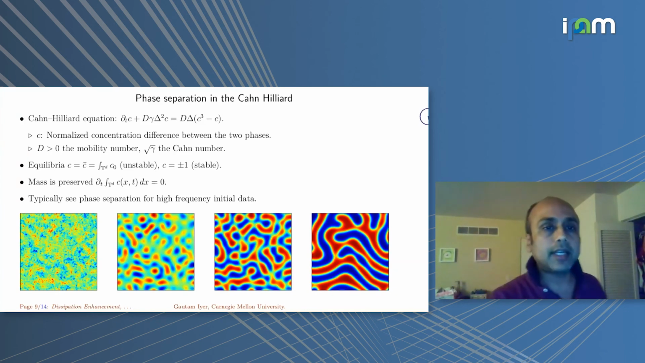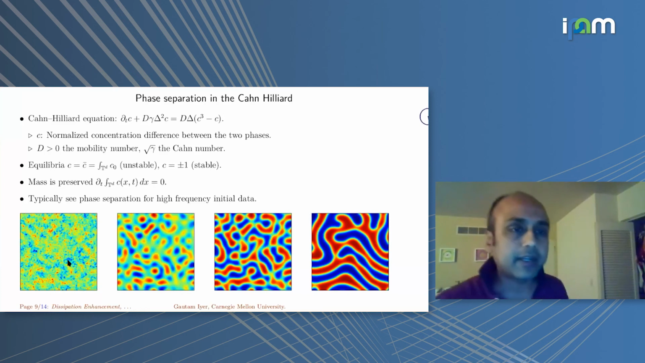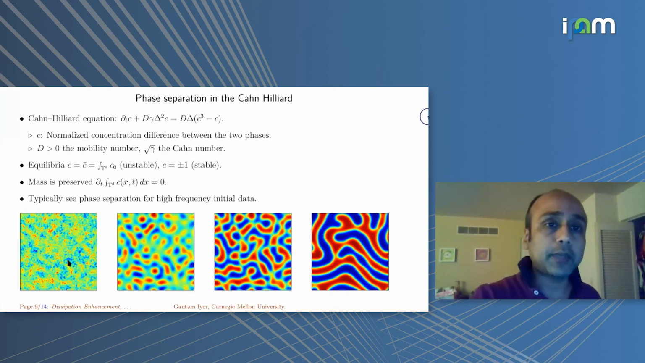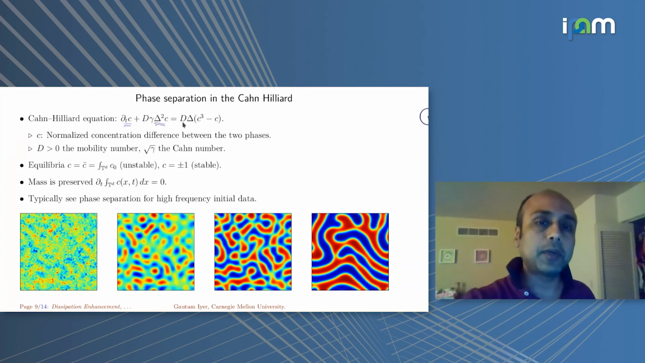So what's the Cahn-Hilliard equation, right? Here are plots of what it looks like. It's to model phase separation in binary alloys. Officially the equation is the time derivative of C plus the Laplacian squared of C is equal to some constant D times the Laplacian of C cubed minus C.